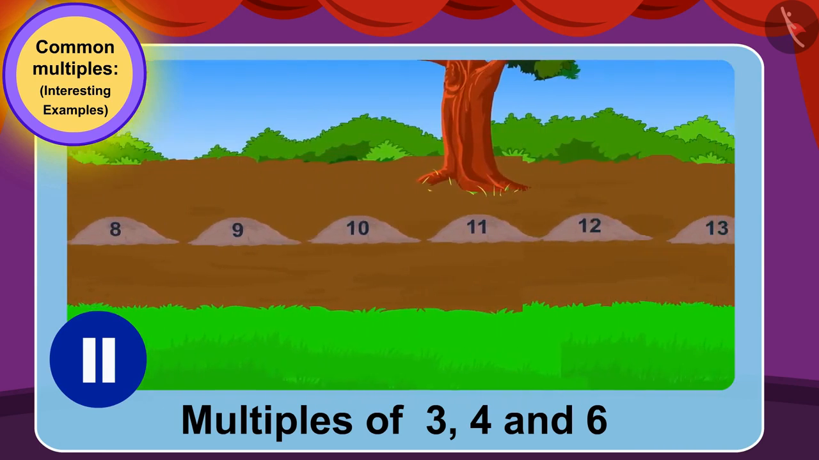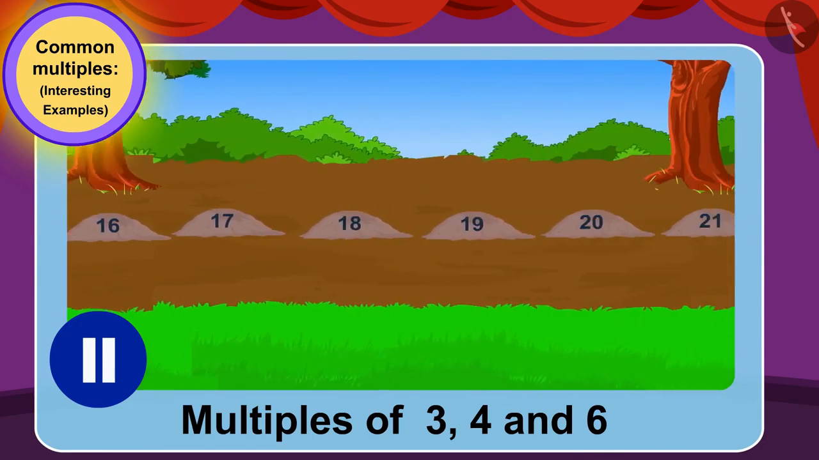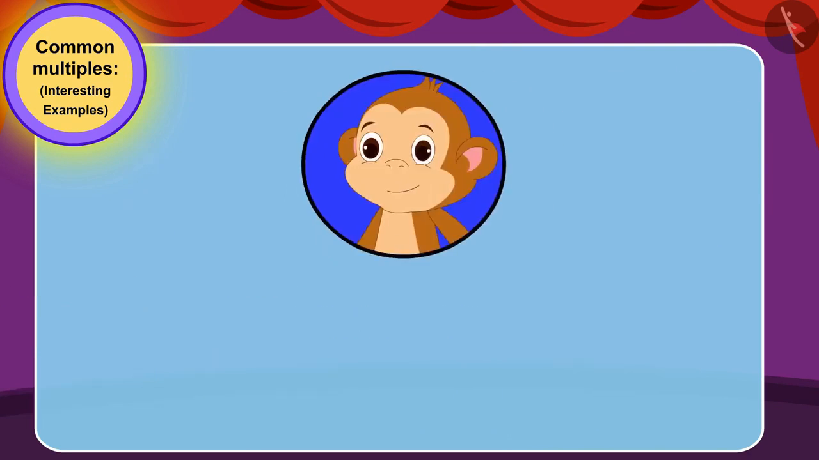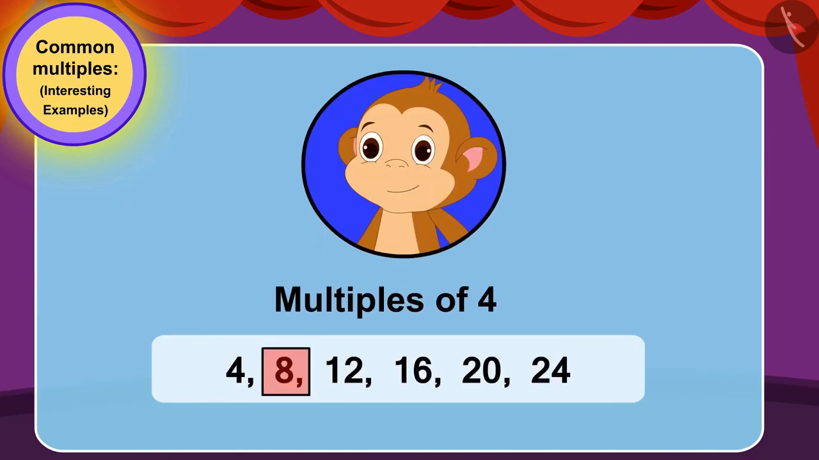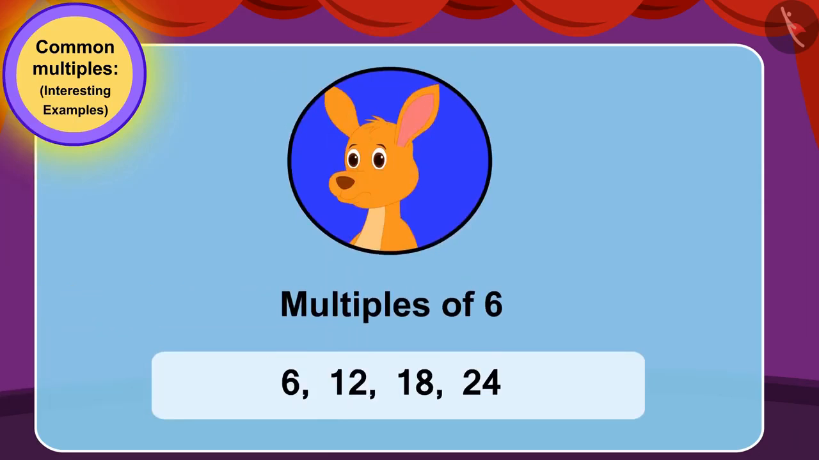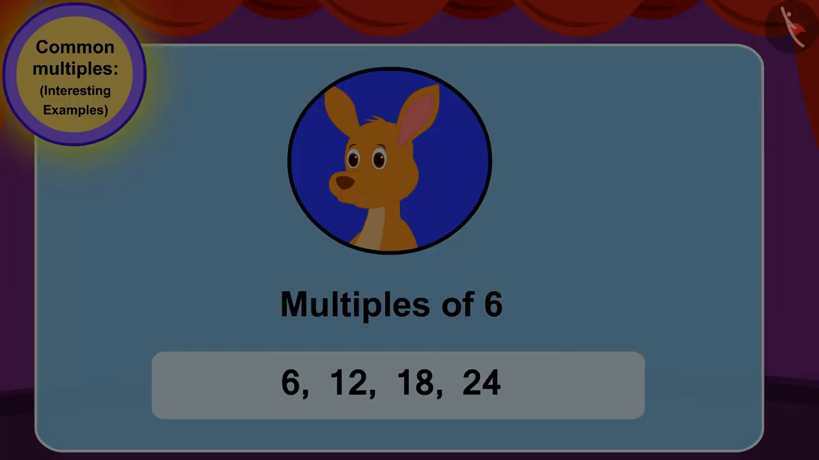Well done, children. You have found the right answer. Chanda will jump on stones 3, 6, 9, 12, 15, 18, 21 and 24. Babban will jump on stones 4, 8, 12, 16, 20 and 24. And Kittu on stones 6, 12, 18 and 24.